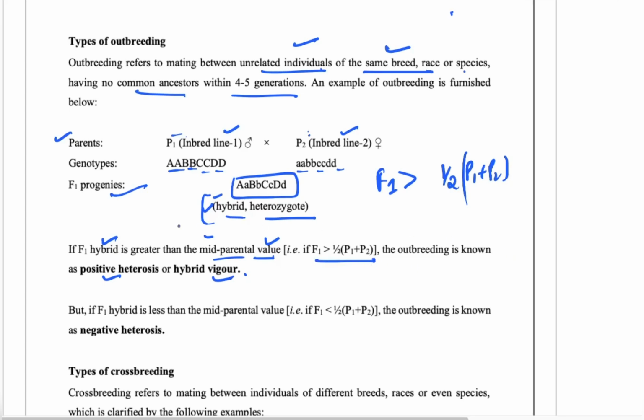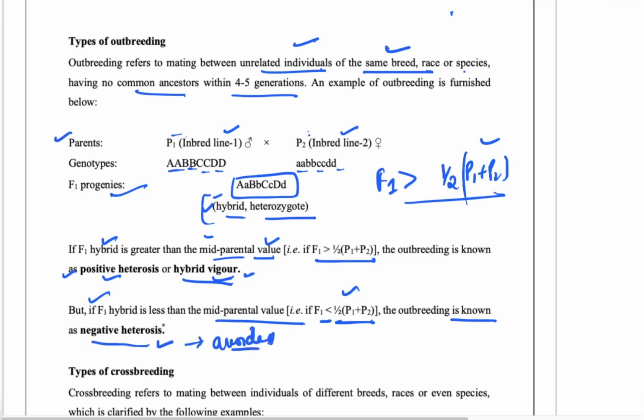So the outbreeding is basically known as the positive heterosis or hybrid vigor. So hybrid is going to be much more competent than the parents. ठीक है, character wise, right? But if the F1 hybrid is less than the mid parental value, so if F1 is greater than this, it is good. But if F1 is less than the half of the parent 1 and parent 2 value, the outbreeding is known as the negative heterosis, which is basically avoided in many cases. If that is the case, the F1 is not going to be an upgrade over the parents, right?